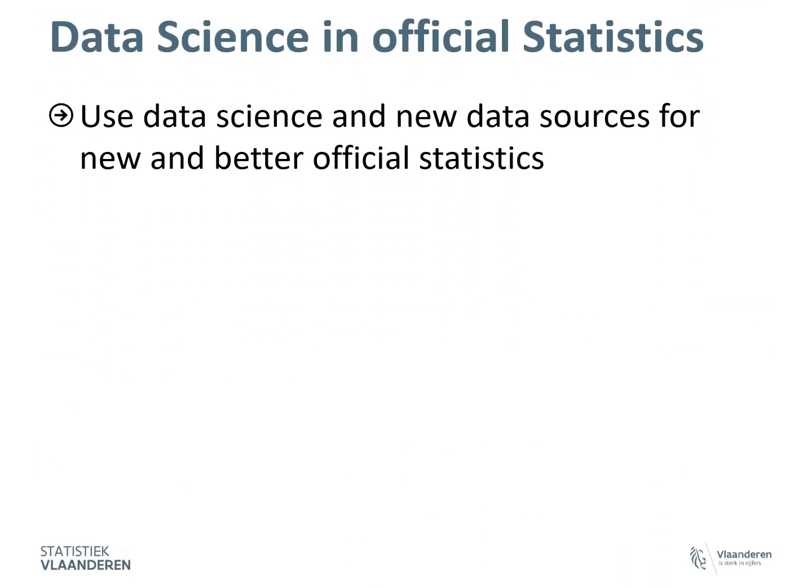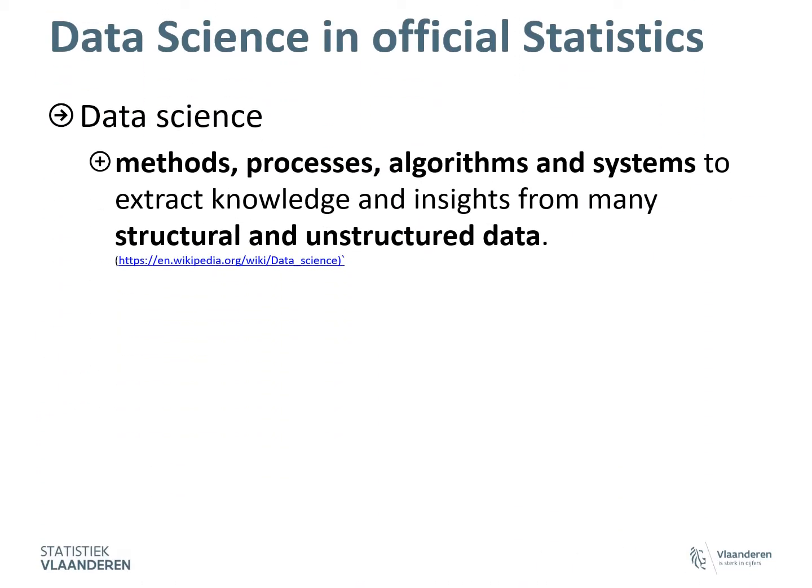If you look at the world of official statistics, you will find that almost every statistical office around the world is looking to see how data science and new data sources can be used to create new or improve their existing official statistics. Data science can be defined as follows. This is the definition I pulled from Wikipedia. So data science are methods, processes, algorithms, and systems to extract knowledge and insights from many structural and unstructured data.